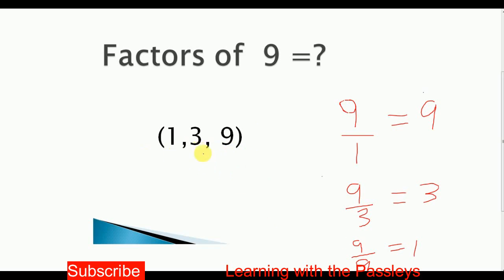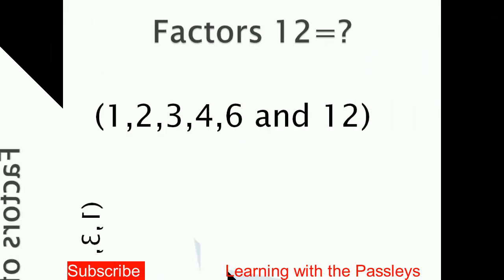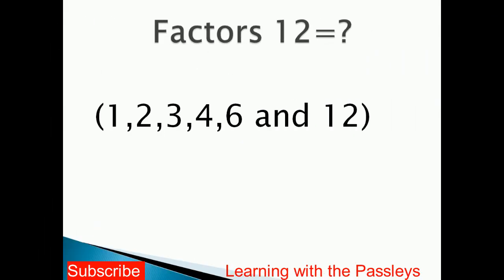2 is not a factor of 9 because if you divide 9 by 2, you will get a remainder. Hence, 2 is not a factor of 9. These are factors of 9: 1, 3, and 9. Factors of 12: 1, 2, 3, 4, 6, and 12. You see that?